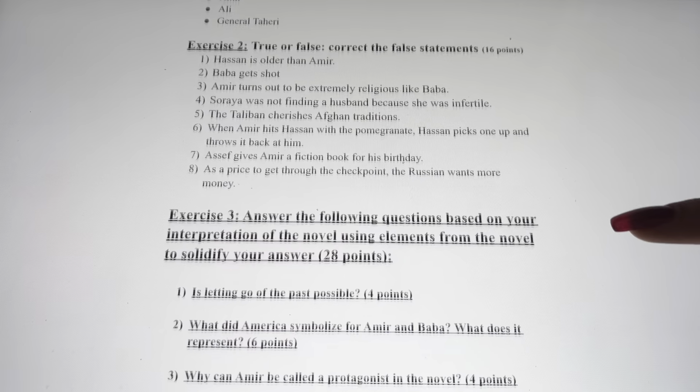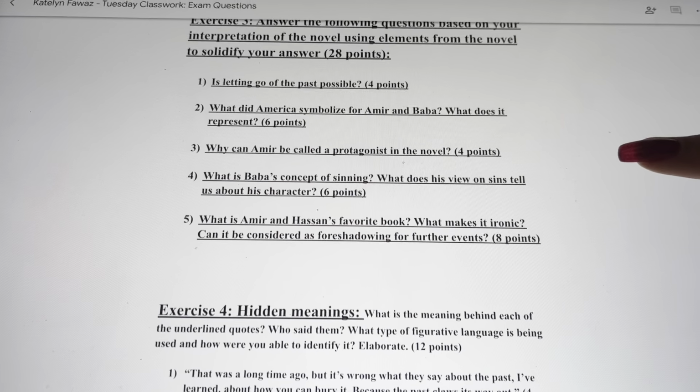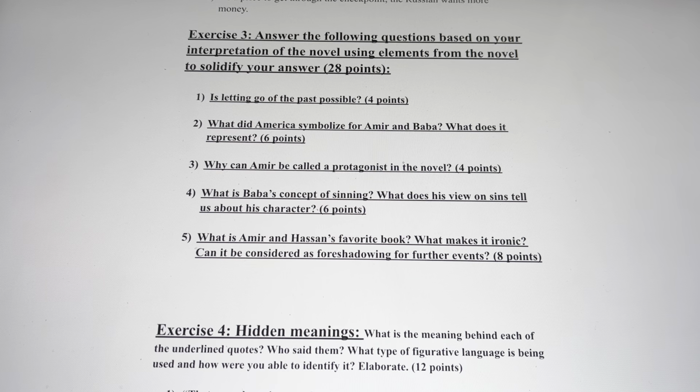Okay, so these are oral, obviously. Exercise 3. You have to answer the following questions based on our interpretation of the novel, using elements from the novel to solidify our answer. So, is letting go of the past possible? This is obviously a question that can be answered differently. There's no right answer for this question.